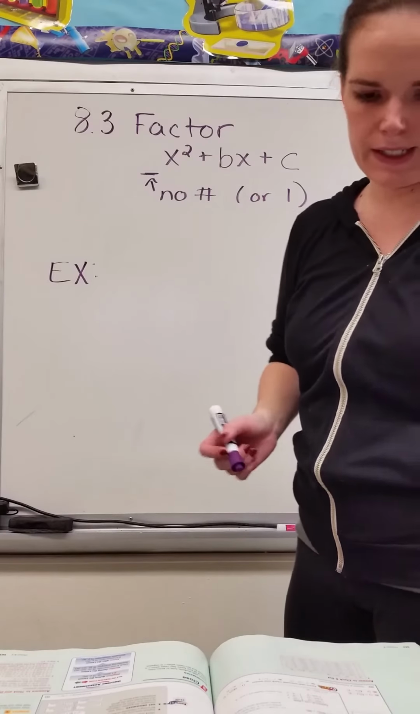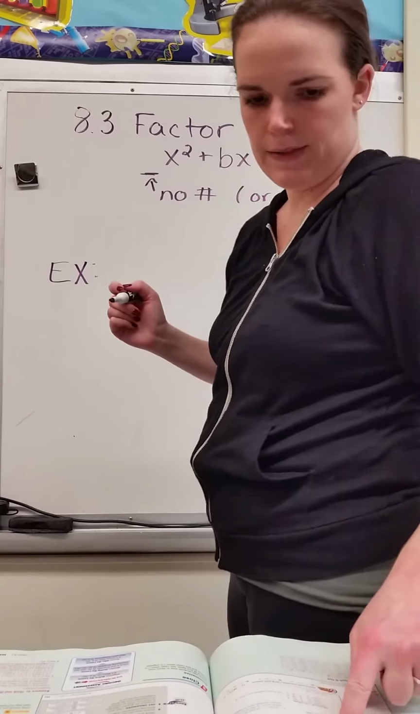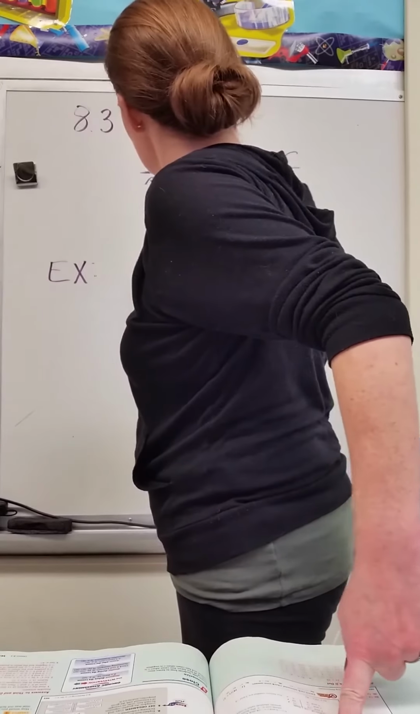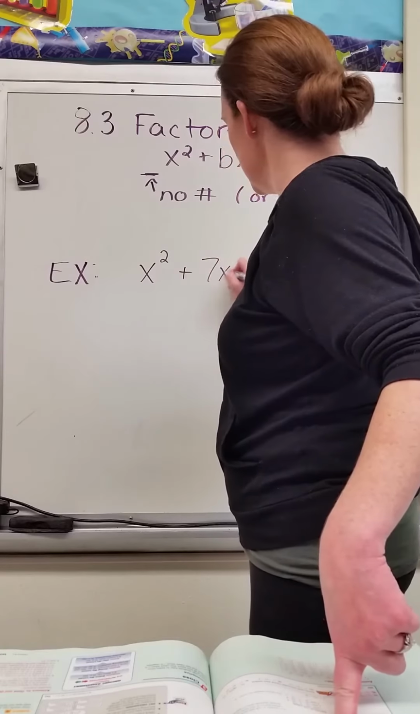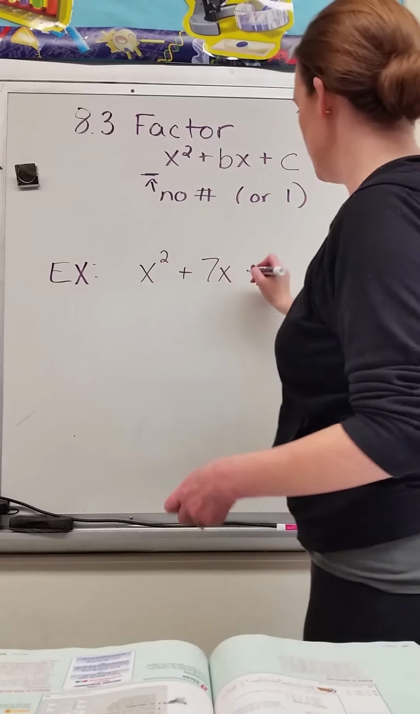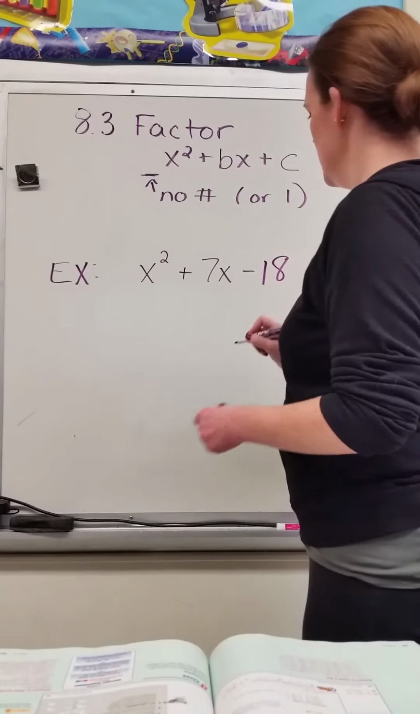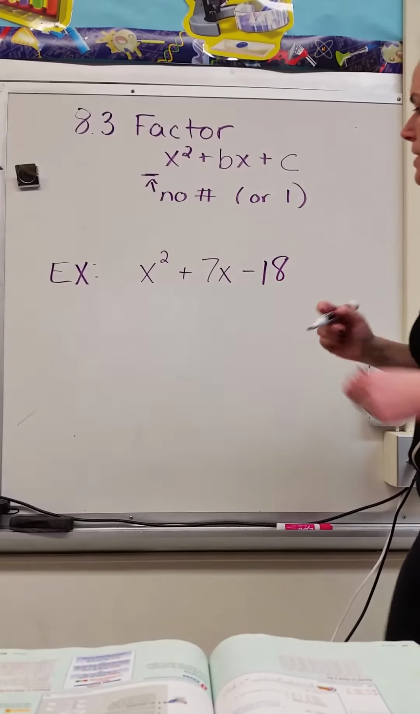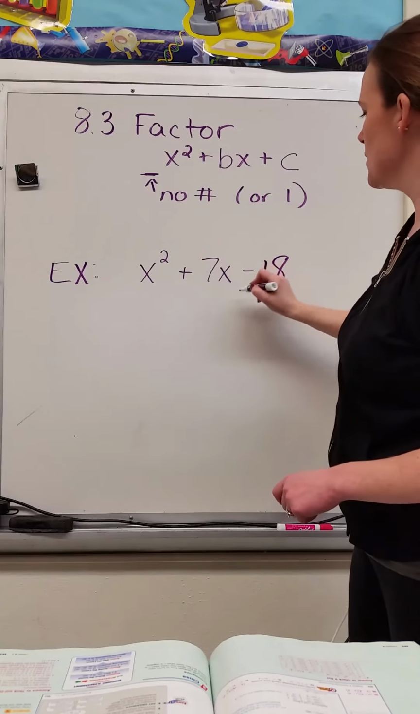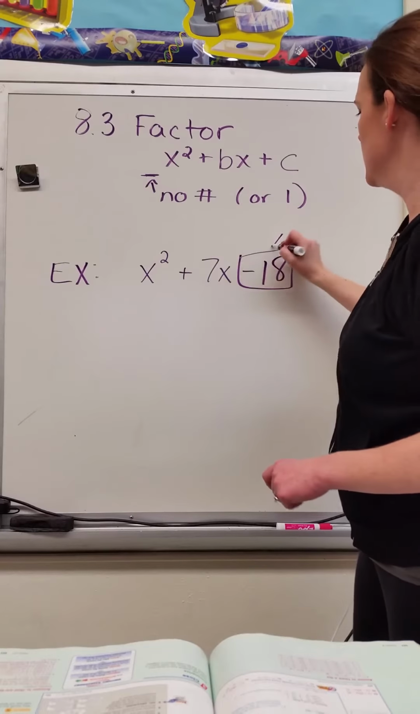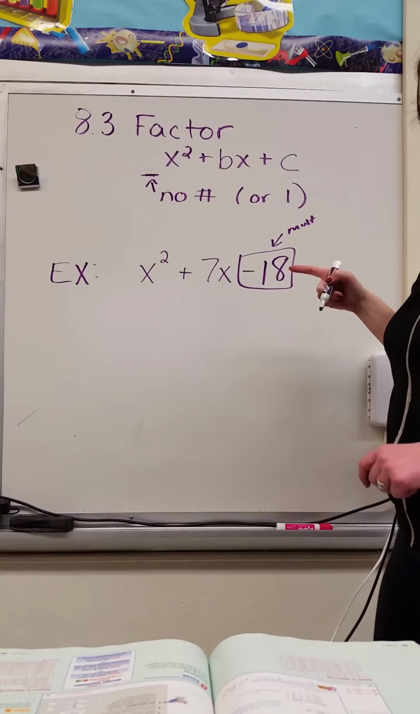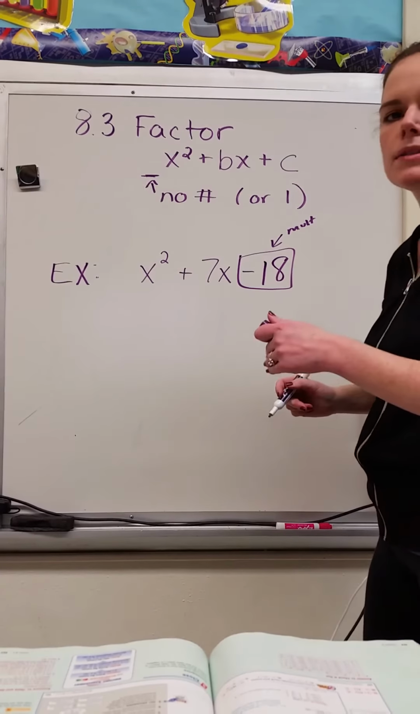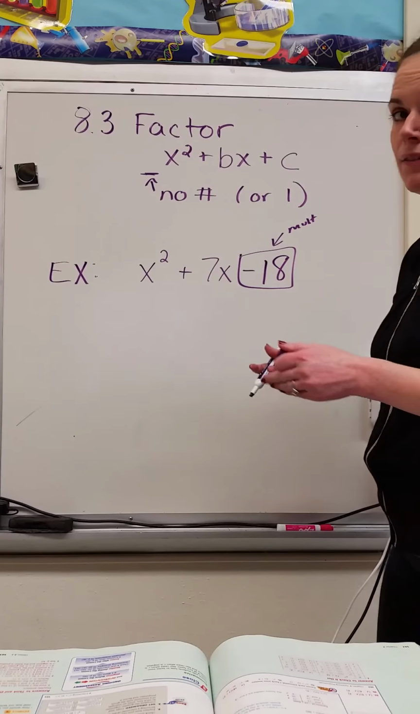So we've got x squared plus 7x minus 18. Notice this time I'm looking for things that are going to be multiplying to be minus 18. So that means one of them is going to be positive and one of them is going to be negative.